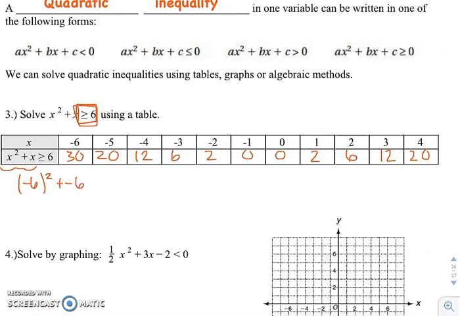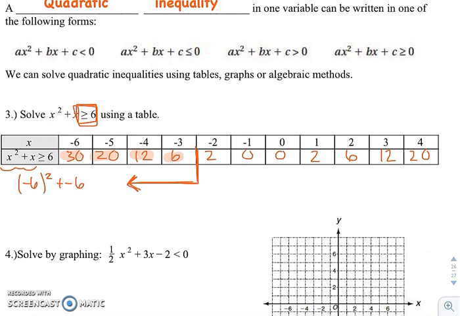So if you look at your table, 2 is not greater than or equal to 6, but 6 is equal to 6, and so is 12. That's greater. 20 is greater. 30 is greater. So starting at the value -3 and going to the left or going down in value, all of those numbers, 30, 20, 12, 6, are greater than or equal to 6.